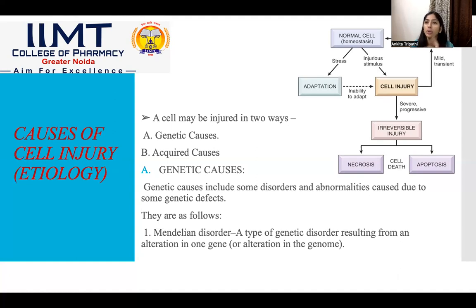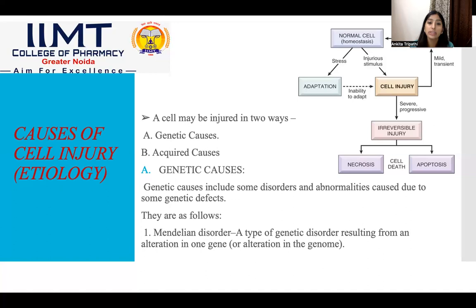See, if we go to the normal diagram, here is a normal cell. When it encounters a stress, it can either adapt, meaning it can adopt the changes and retain its life in the same way, or if it can't, it causes cell injury. Cell injury is basically of two types. Reversible, when the stress is moderate or less severe, the cell can regain its own structure and function. But when the stress is severe, it can cause necrosis, cell death, or apoptosis. Necrosis is non-programmed cell death. Apoptosis is programmed cell death.